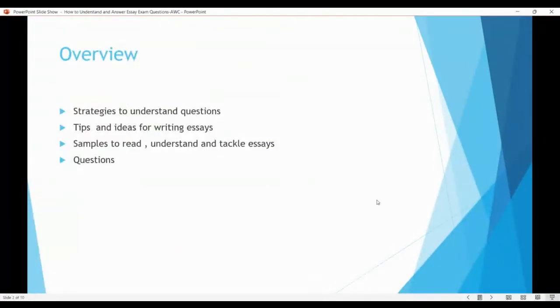Sorry for this technical snag. Okay. Here is an overview. Let me walk you through some of the steps that we are going to see in this presentation. So, we'll take a look at the strategies to understand questions, then tips and ideas for writing essays. We'll also have a look at sample writing quizzes, and try to understand and then discuss how to deal with them. And then I'll take questions from you all.